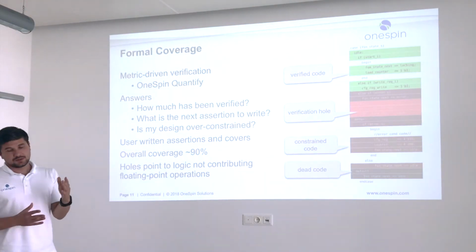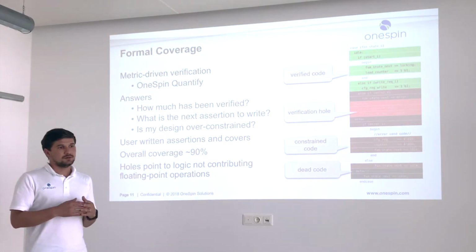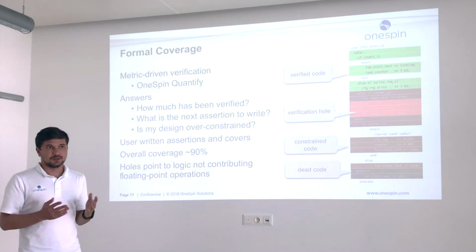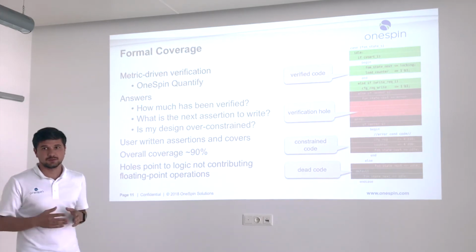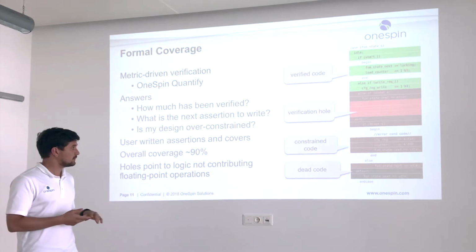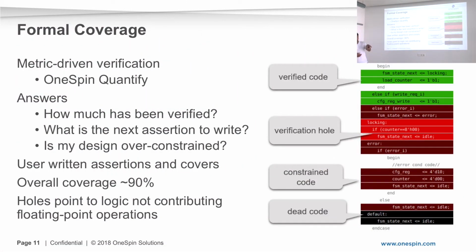So yeah, but the question that came in is, okay, but how do I know that I covered the entire design? How do I know that your assertions, that your verification IP that we are generating, are covering the design? So on top of the assertions that are coming with verification IP, at Xilinx we ran the quantified formal coverage solution. It answered the questions of how much has been verified, what the next assertions to write are, and whether my design is over-constrained from the interface.